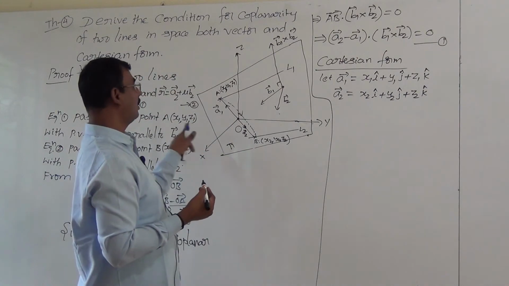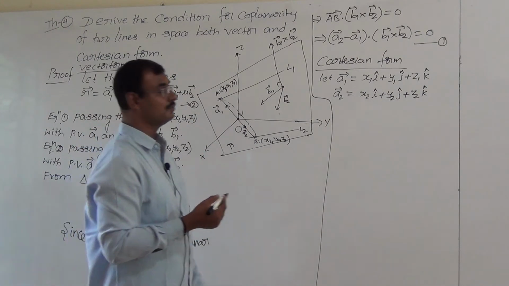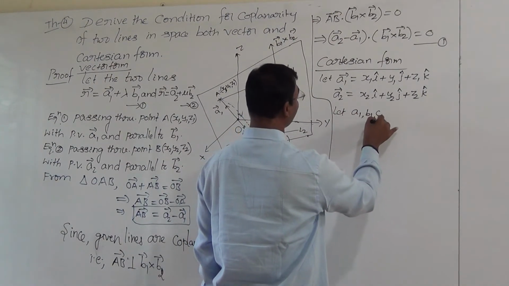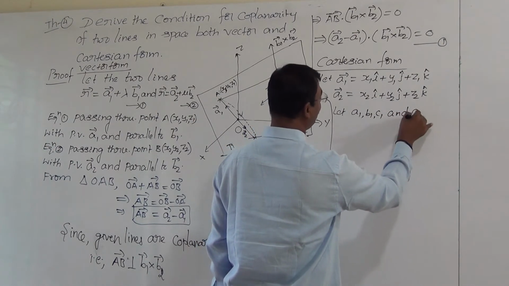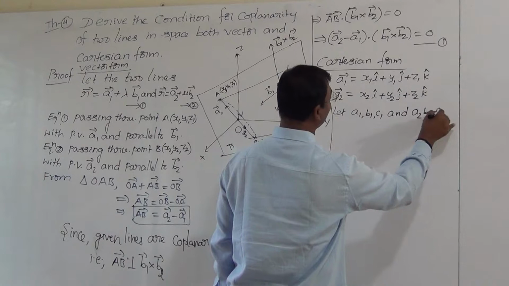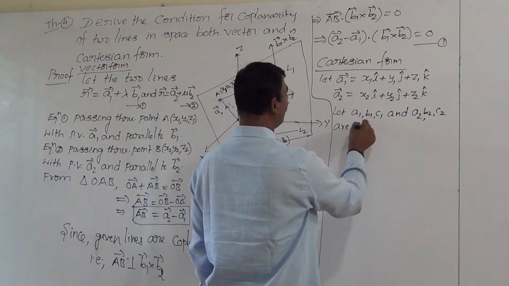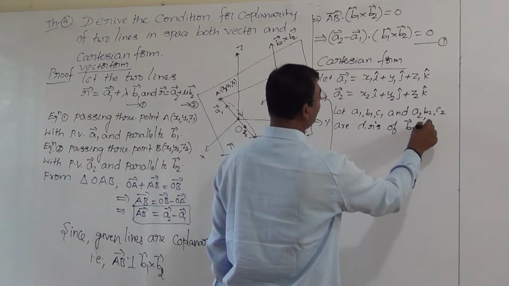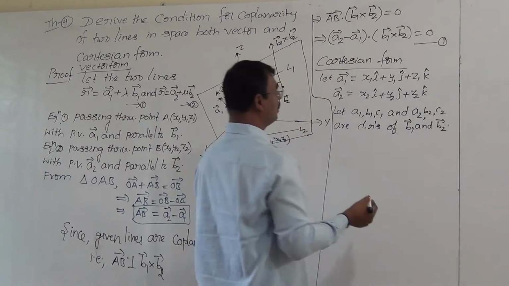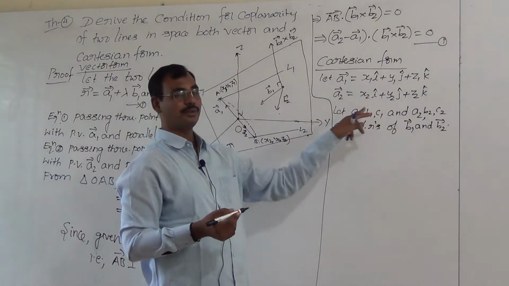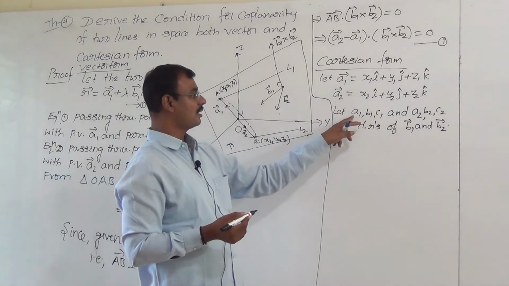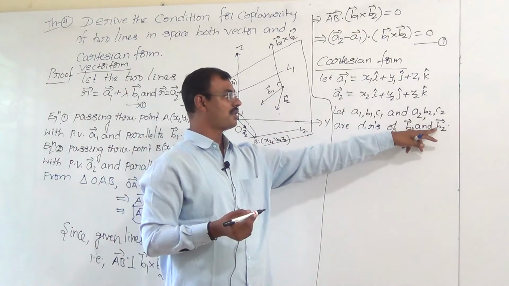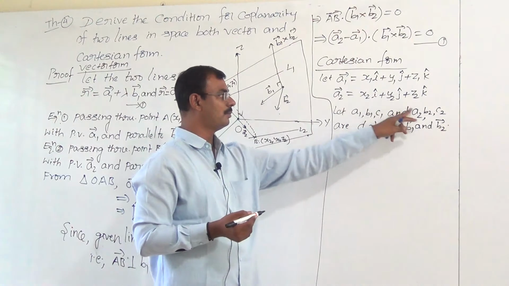Hereafter consider the DRs of B1 and B2. Let a1, b1, c1 and a2, b2, c2 be the direction ratios of B1 vector and B2 vector. So these are the vectors, these are the numbers. Don't forget, these are not the same. These are the direction ratios of B1 vector, meaning line L1. These are the direction ratios of B2 vector. These are vectors, these are numbers, remember clearly.